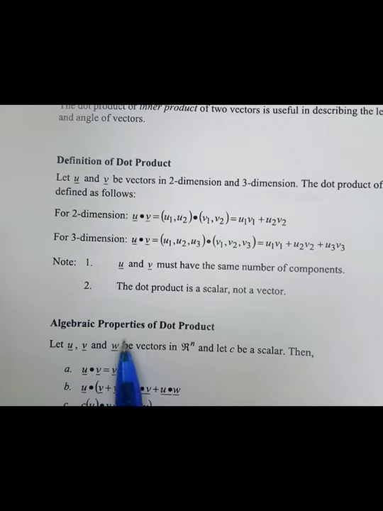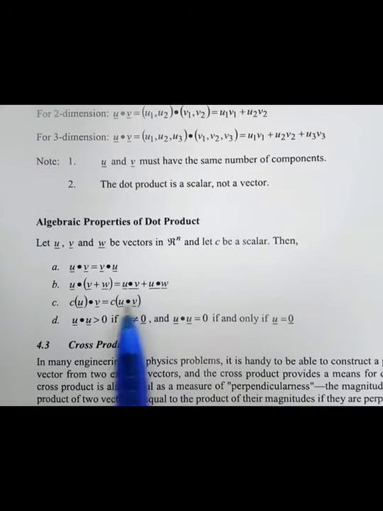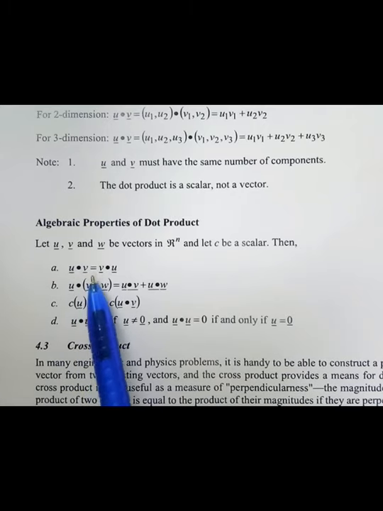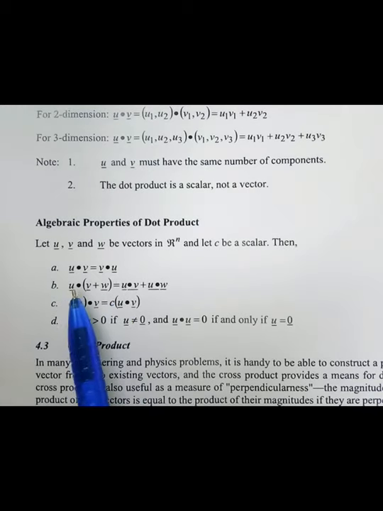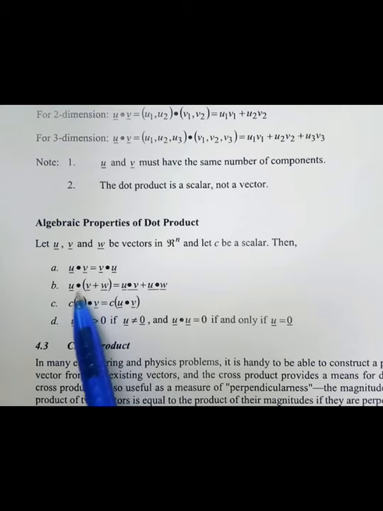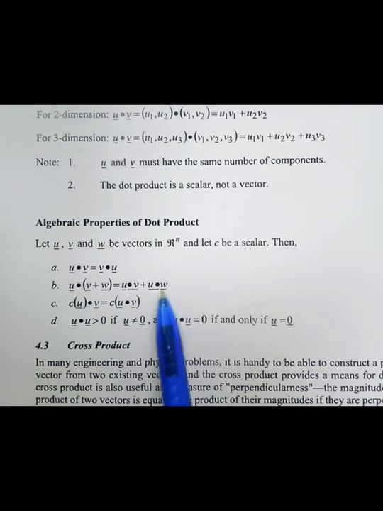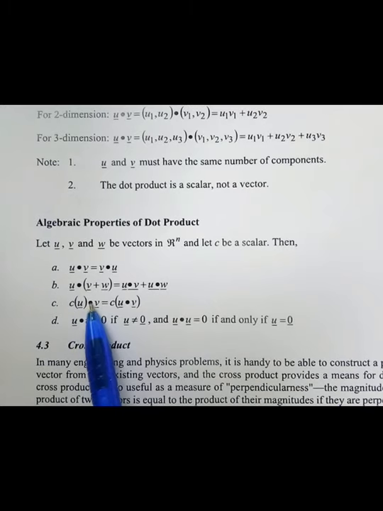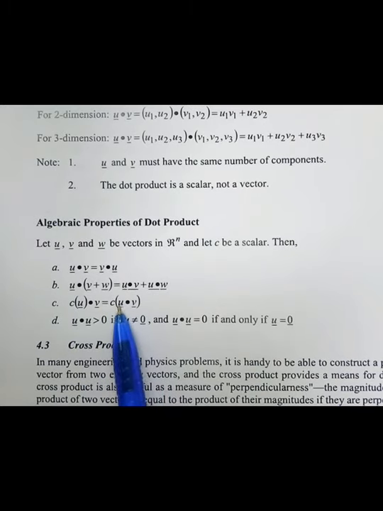Okay, now the algebraic properties of dot product. So these are the properties. It is commutative, where u dot v equals v dot u, so we can use any order of u and v. It doesn't matter. For u dot (v plus w), we can distribute as u dot v plus u dot w. For scalar c multiplied by u dot v, we can dot product u and v first and then multiply by scalar c.